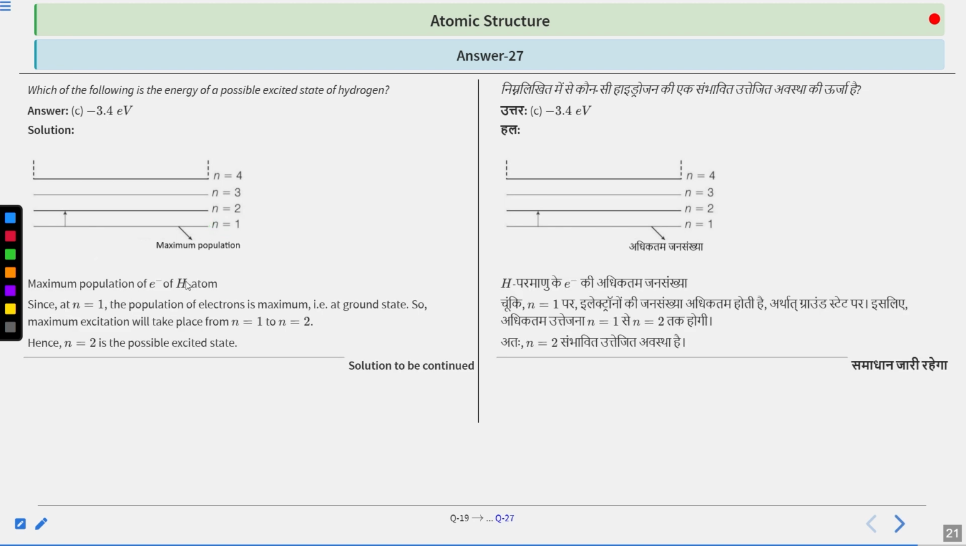The maximum population of electrons of a hydrogen atom is at n equals 1. Therefore, the population of electrons is at the ground state. If you want to see the excitation, the possible excitation you will always see will be from n equals 1 to n equals 2. Right? So this is the most probable transition. Hence, n equals 2 is the possible excited state. Is this clear? Now, how will we solve it further?